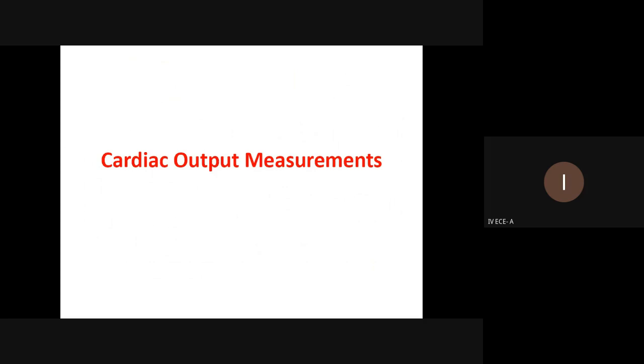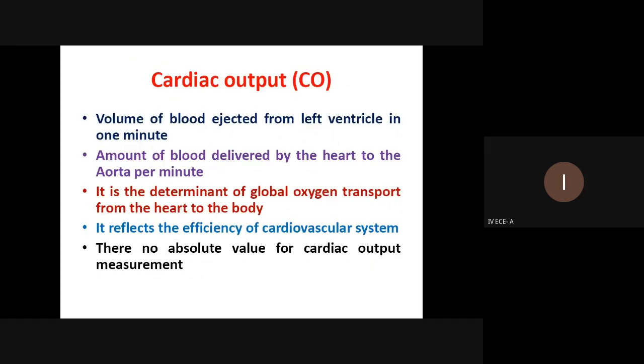Then cardiac output measurement. Cardiac output is the amount of blood delivered by the heart to the aorta in 1 minute. For a normal adult, the cardiac output is 4 to 6 liters per minute. The measurement of cardiac output is necessary to study the various cardiac disorders. The decrease in cardiac output is due to low pressure, reduced tissue oxygenation, poor renal function, shock, and acidosis. So these are the main symptoms due to low pressure.